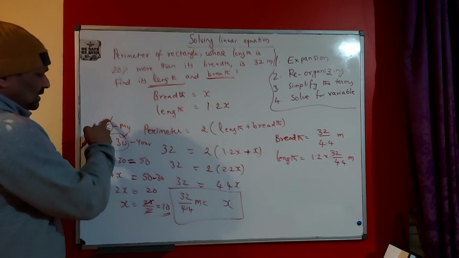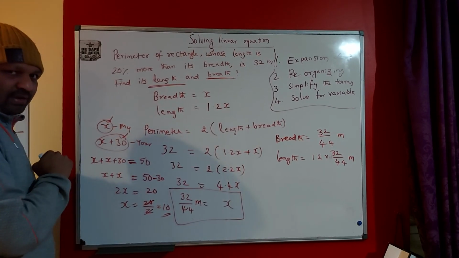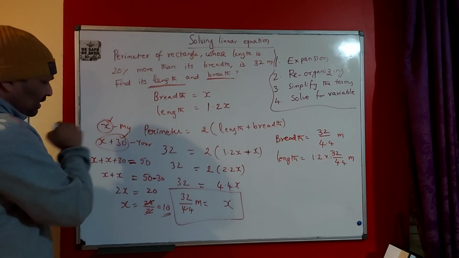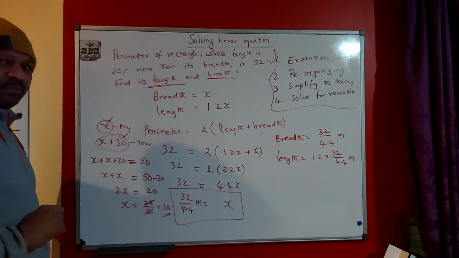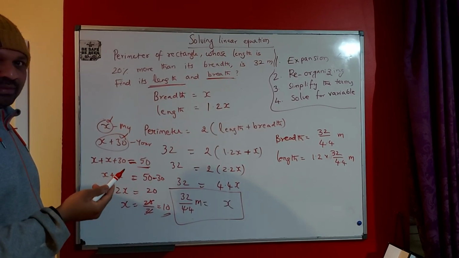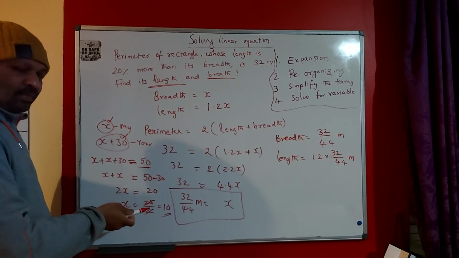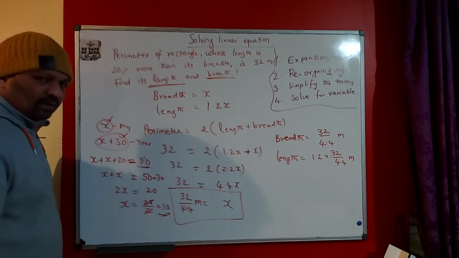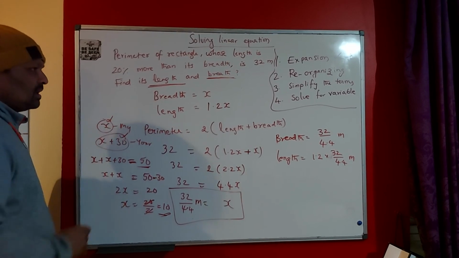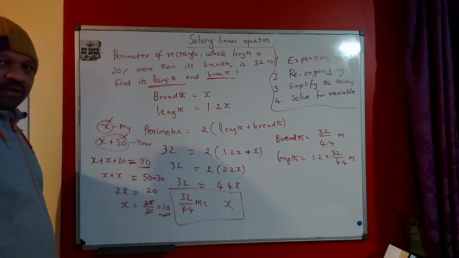What is x? x is my money. What is your money? 10 plus 30, 40. Okay, my money is 10 euro and your money is 40 euro. The total money is 50. 10 plus 40 is 50. Isn't it? That's how you can also verify whether the answer that you got is correct or not. You can also put it back into the original condition and you can verify it.